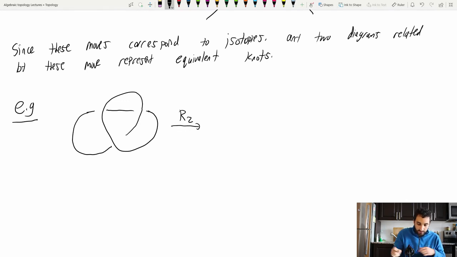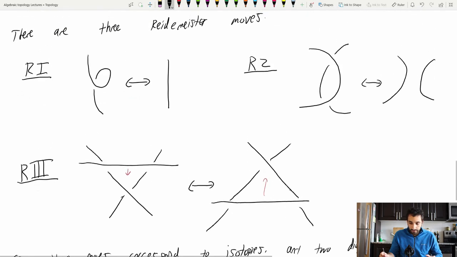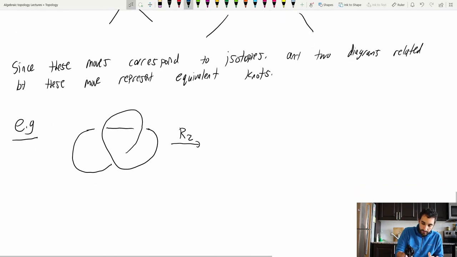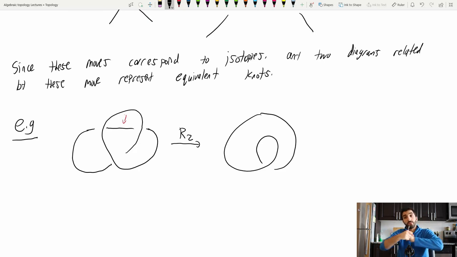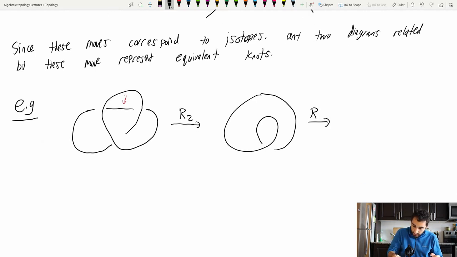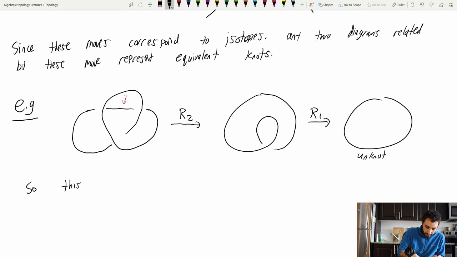Well, if I do a Reidemeister 2 move, let me just scroll up so you could see what that means. That means if I ever have a clasp like this, I can undo the clasp. And here is the clasp. And if I do that, what I get is something that looks like this. And then there was the Reidemeister 1 move, which lets you undo kinks. And if I do that, I get exactly this picture, which I define to be the unknot. So, this knot is unknotted.